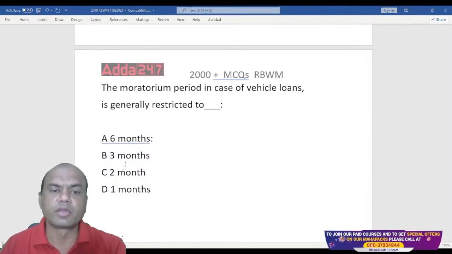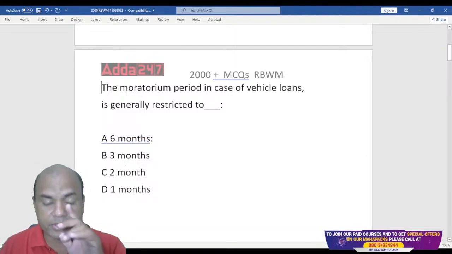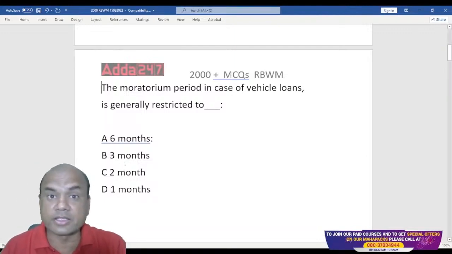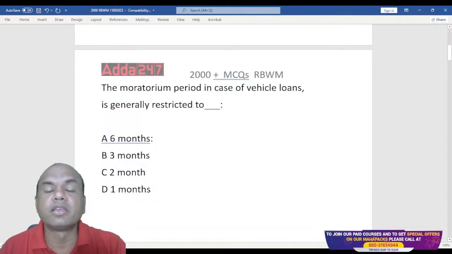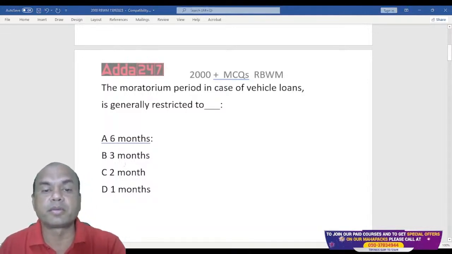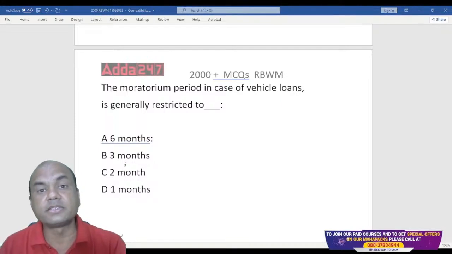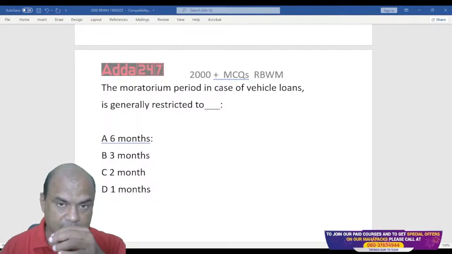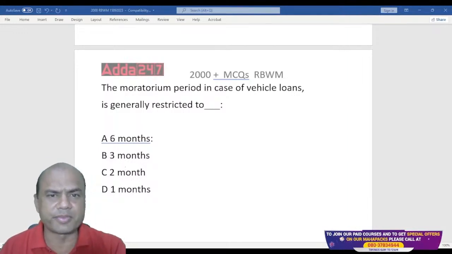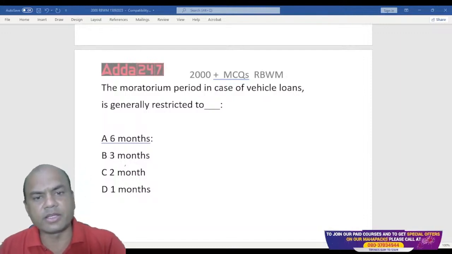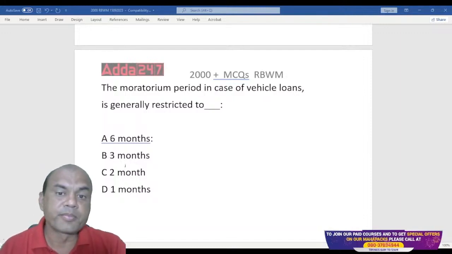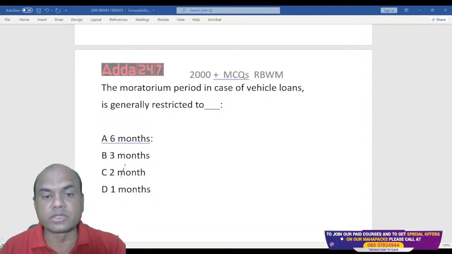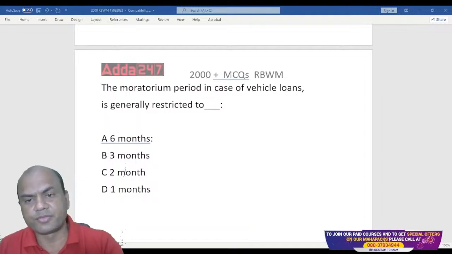In home loans, the moratorium period is generally, yesterday I've taken this. Type in the comment section, everyone. In home loans, what is the moratorium period? Yeah, it is 18 months, correct. 18 months for new construction. In old houses, no moratorium. Directly disburse the full amount. Okay, that's it. So, what is it in case of vehicle loans now? Vehicle loans: 6 months, 3 months, 2 months, or 1 month. So what is it?